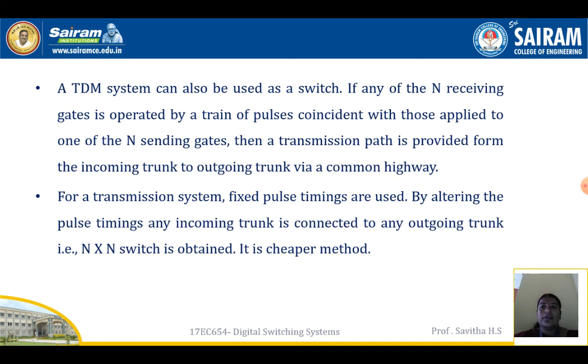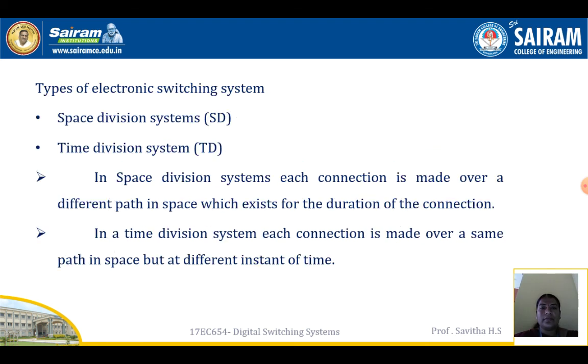A TDM system can also be used as a switch. If any of the N receiving gates is operated by a train of pulses coincident with those applied to one of the N sending gates, then a transmission path is provided from the incoming trunk to the outgoing trunk via a common highway. For a transmission system, fixed pulse timings are used. By altering the pulse timings, any incoming trunk is connected to any outgoing trunk. That is, an N cross N switch is obtained, and it is a cheaper method.